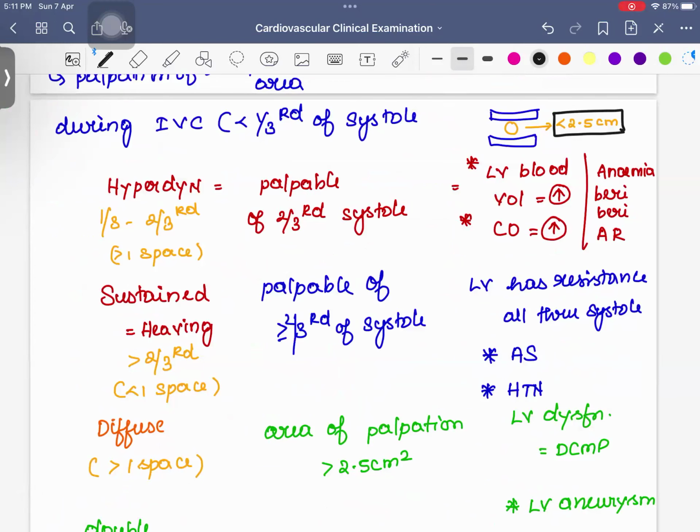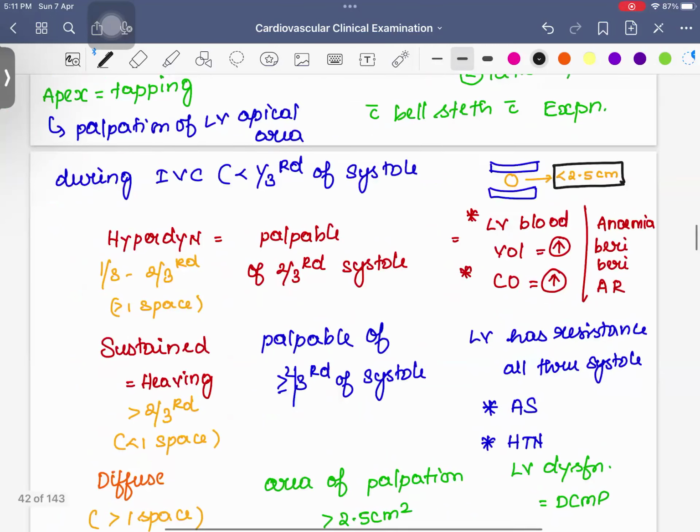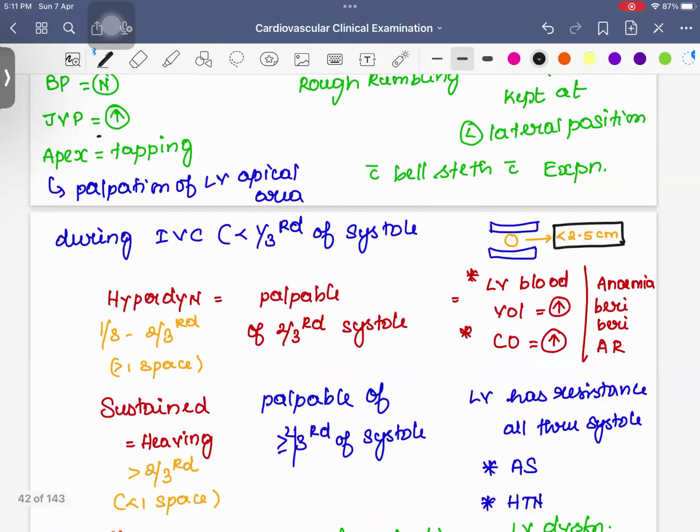So the first one is the tapping apical impulse. Where will you get a tapping apical impulse? Whenever you feel the left ventricular apical area during isovolumetric contraction, you are going to get a tapping apical impulse. It means that the duration of the apex beat is less than 1/3 of the systole. You will feel it as a prolonged tap compared to the normal tap.